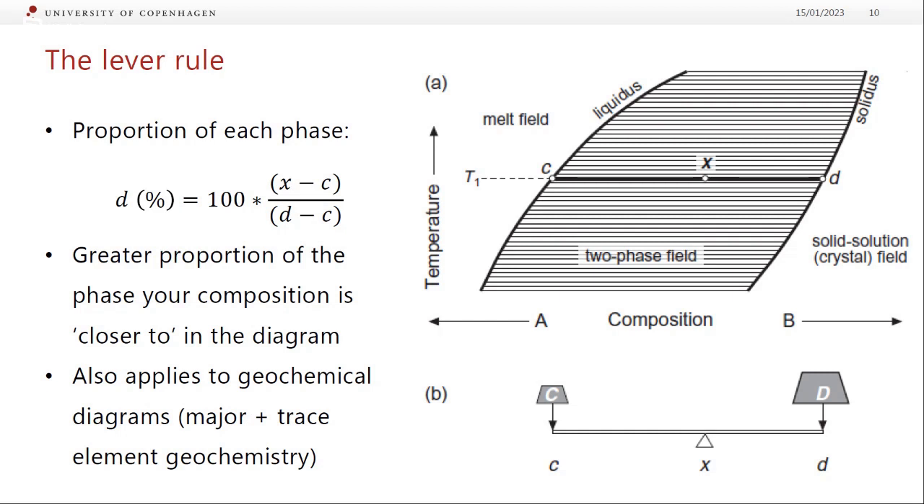So you can think about it as this kind of lever or balance. The closer you are to one end, the more of it you have. Okay, so if the composition X was over here, then we have 100% of crystal at D, and we have no melt. If the composition X was over here, then we have 100% melt, and we have nothing crystallized yet. And so obviously, as the temperature changes, the proportions of the melt and the crystals will change for a given bulk composition.